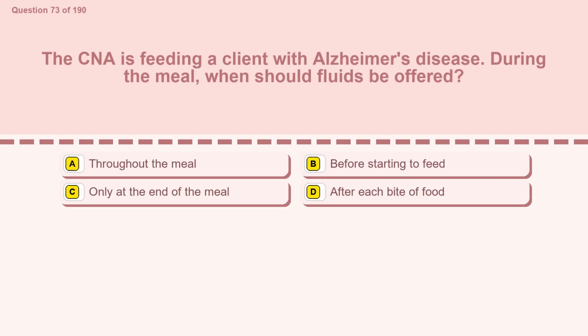Question 73. The CNA is feeding a client with Alzheimer's disease. During the meal, when should fluids be offered? Option A, throughout the meal. Option B, before starting to feed. Option C, only at the end of the meal. Option D, after each bite of food.